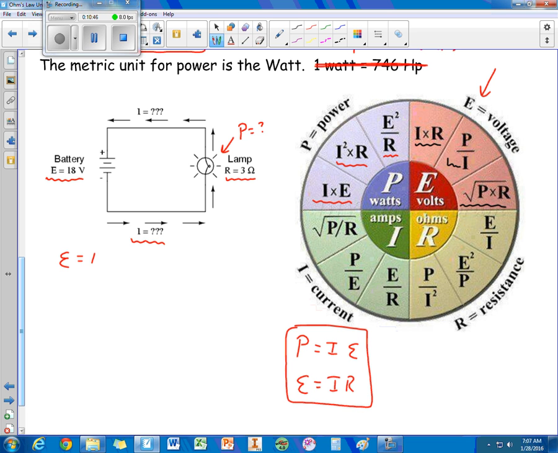All right, so the EMF, this should be pretty easy. Ohm's law says that EMF equals I times R. So I, the current, would equal EMF divided by resistance. And we can see that right here. So that's going to be 18 volts divided by 3 ohms. So that's 6 amps.